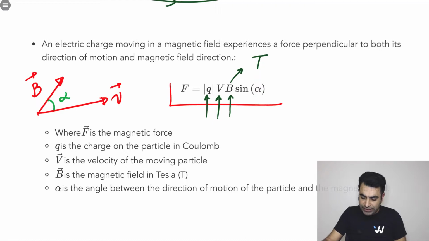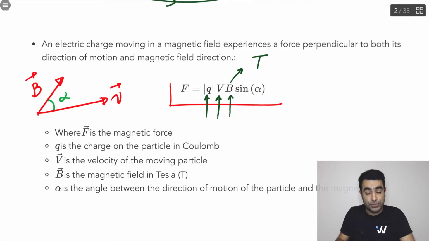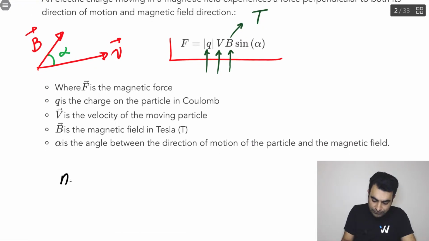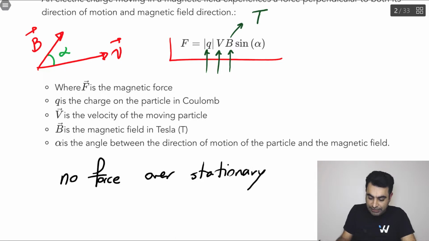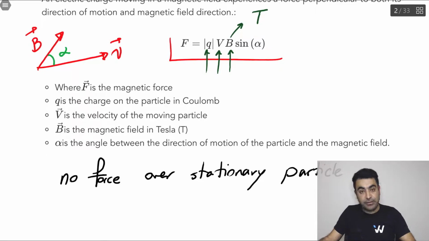So there are a few things we can immediately understand by looking at this equation. For example, we need to have definitely a moving charge in order to have some magnetic force acting over the particle. Because if I have a stationary charge, v would be 0, and that makes the force to be 0. So there is no force over stationary charges. No matter how strong the magnetic field is, if the particle is stationary and doesn't move, there is no force over that one. This is a really important statement that you can get immediately from this formula.